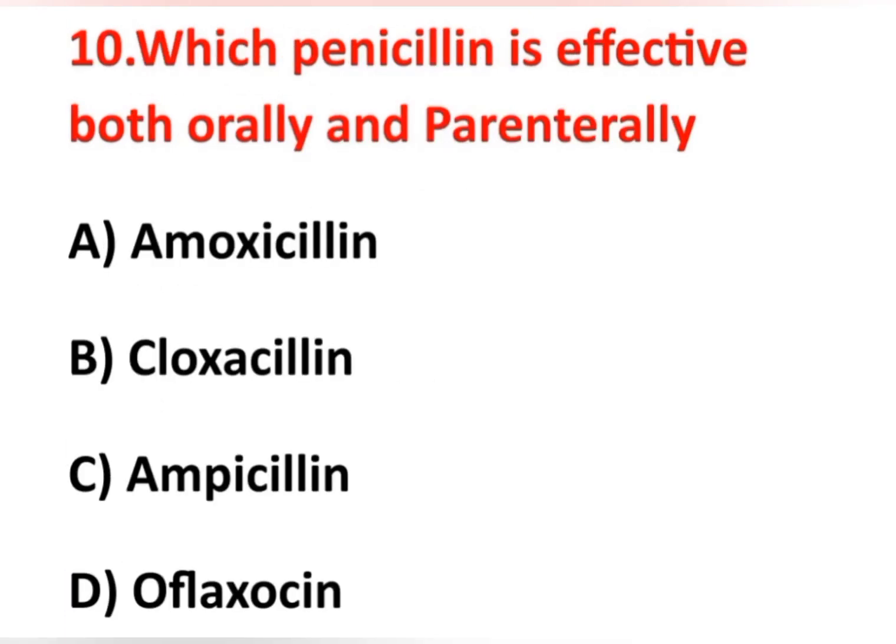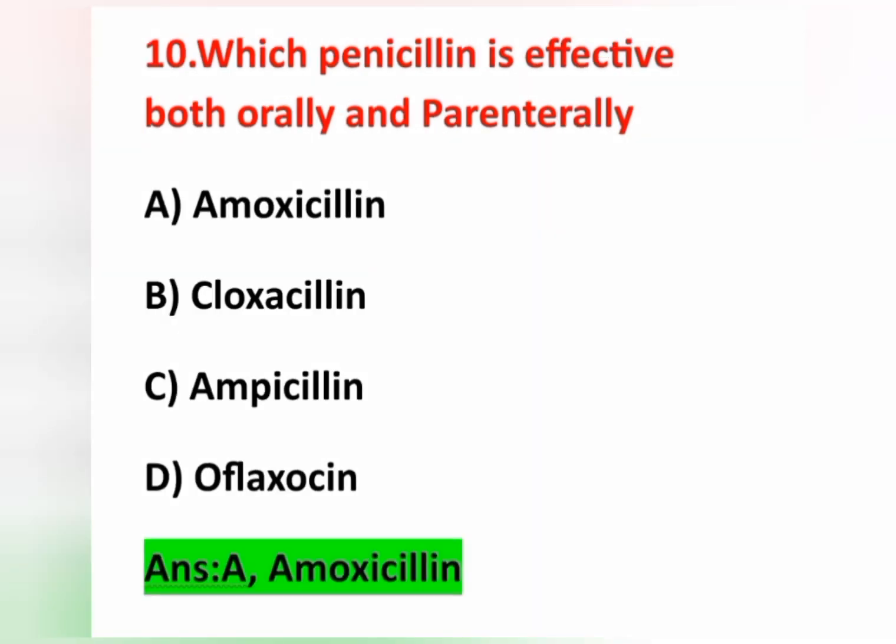Tenth question, which penicillin is effective both orally and parenterally? The options are option A amoxicillin, option B cloxacillin, option C ampicillin, option D ofloxacin. Our question is, which type of penicillin is effective when given both orally and parenterally? The answer is amoxicillin. Amoxicillin is effective orally and parenterally.